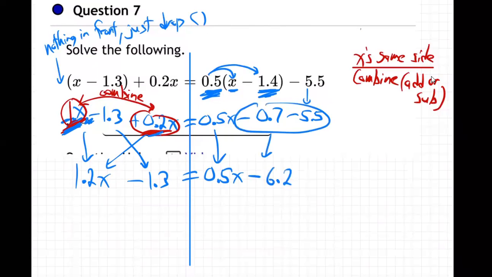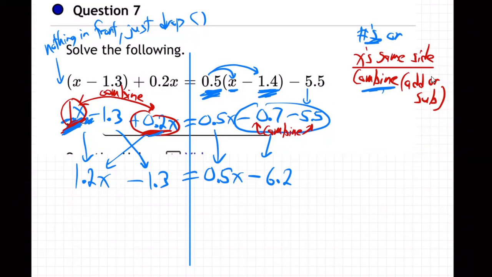X's are on the same side, and same thing. Numbers or x's on the same side, they combine. So these numbers on the same side combine, and these guys combine, don't they? So x's or numbers on the same side just combine. Just use your calculator. All right, then we come down to here.